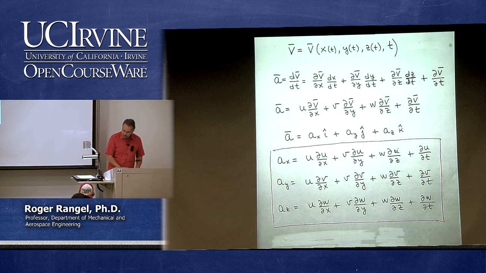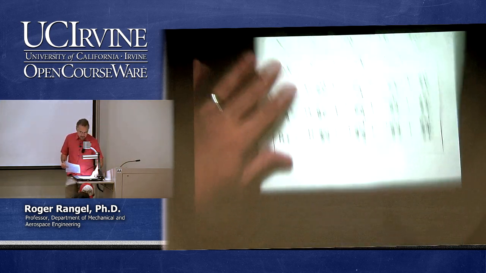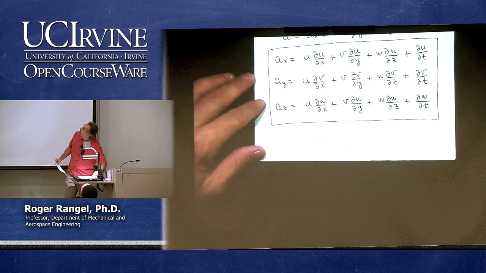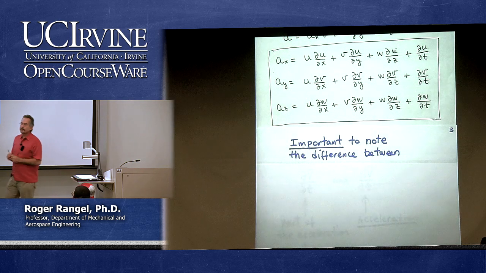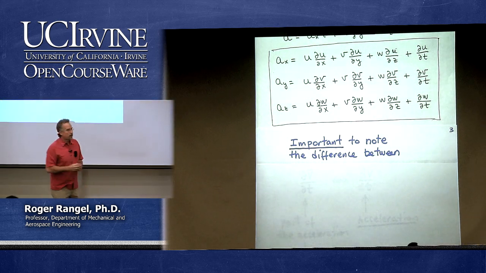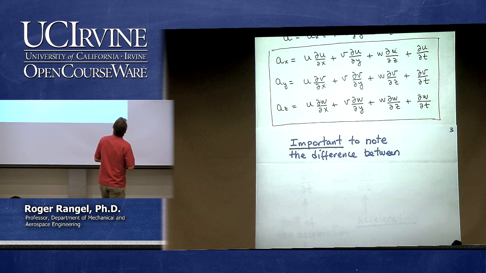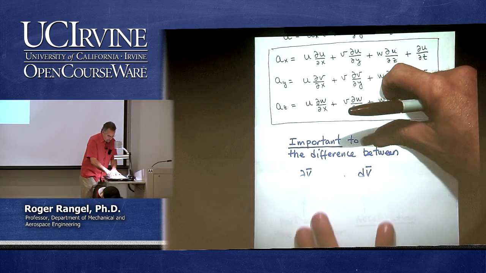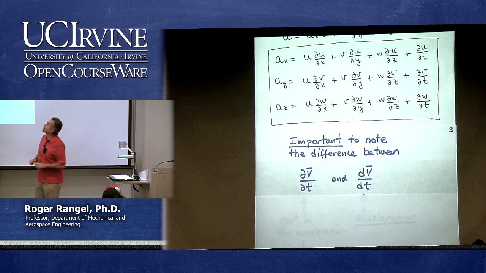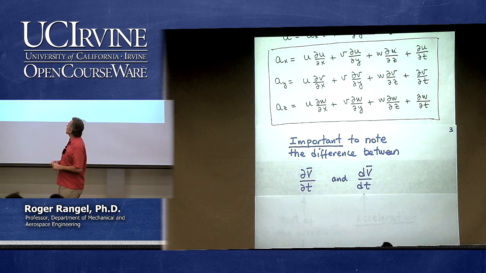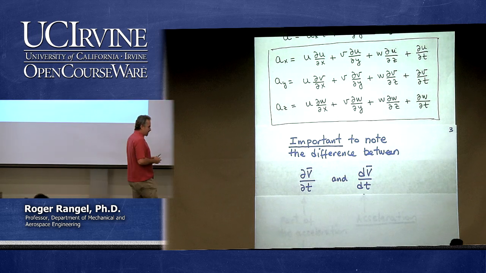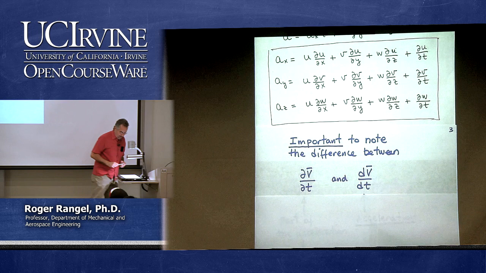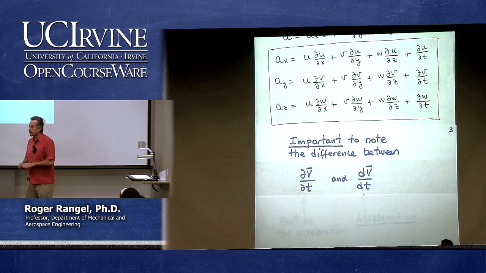Okay, so what is important to note here? One particular thing that is very important that you note is the following. There is the partial v, partial t, and there is the full dv dt. Let me ask you, let's start with this one on the right-hand side, this full dv dt. What's the name of that?